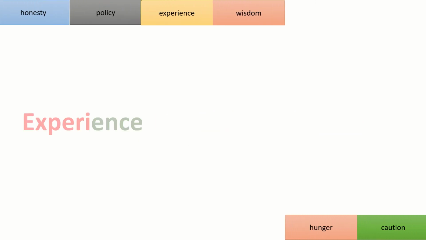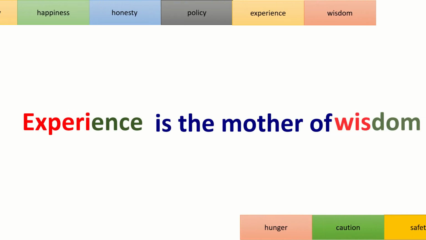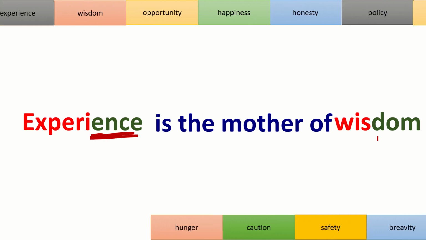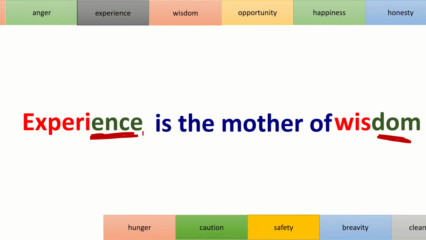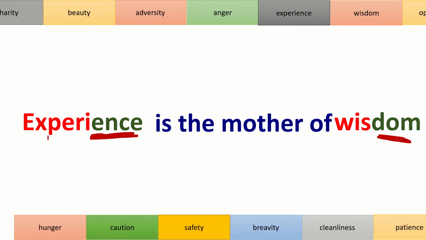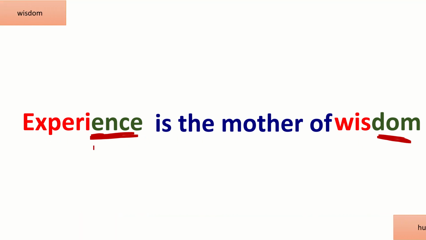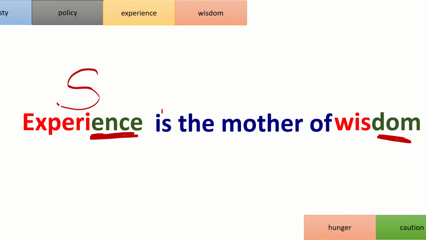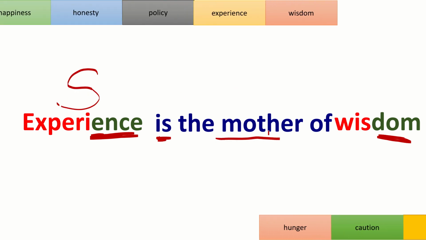Next one. Experience is the mother of wisdom. Here there are noun suffixes, ence and dom. These noun suffixes make abstract nouns. Experience is the mother of wisdom. The structure of this sentence is subject, there is a linking verb, so this is a complement.